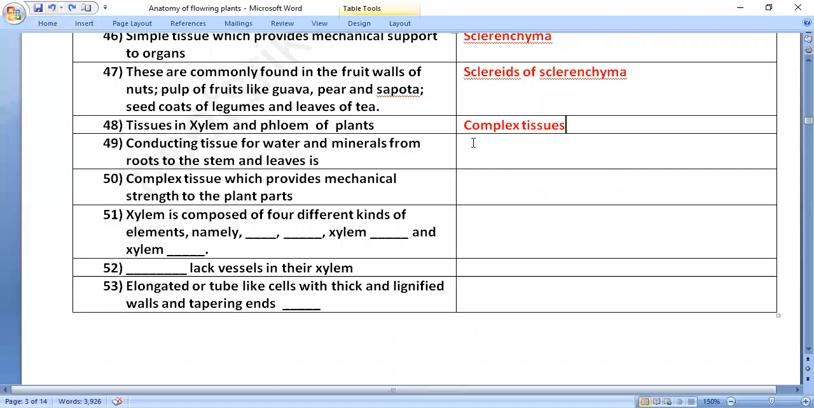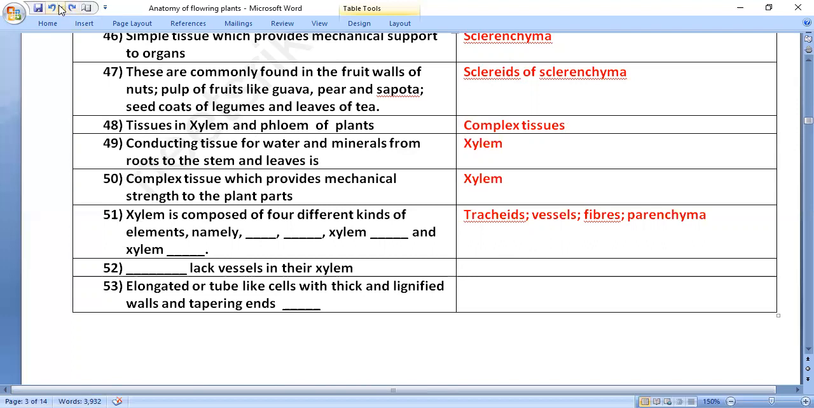Complex tissues: conducting tissue for water and minerals from roots to the stem and leaves. Xylem: complex tissue which provides mechanical strength to the plant parts. Xylem is composed of four different kinds of elements, namely tracheids, vessels, fibers, and parenchyma: xylem tracheids, vessels, xylem fibers, and xylem parenchyma.